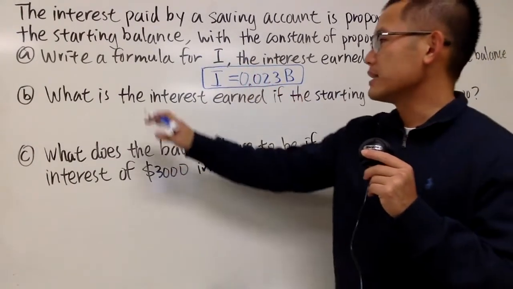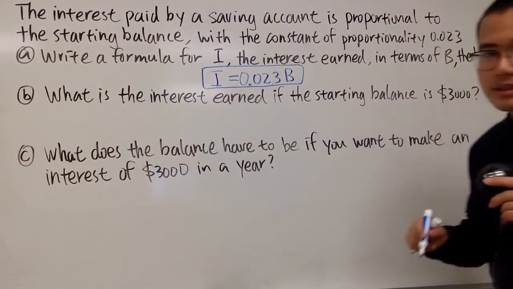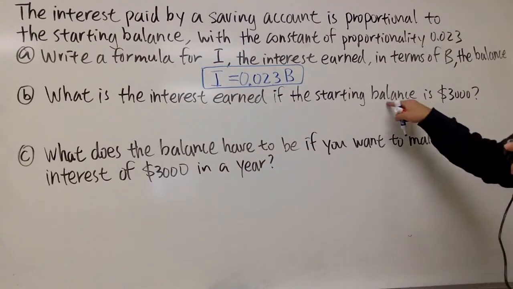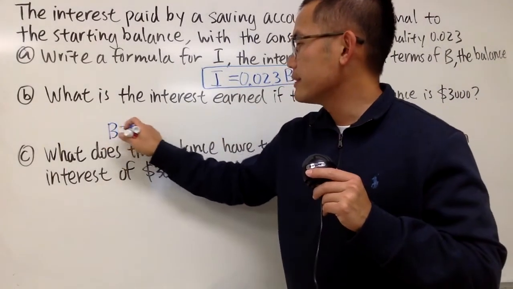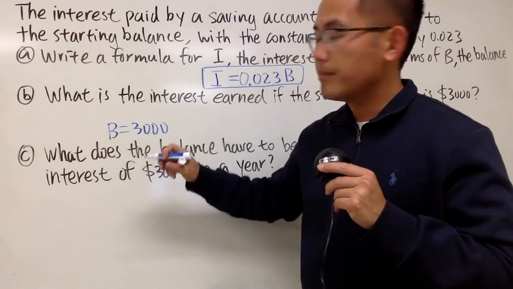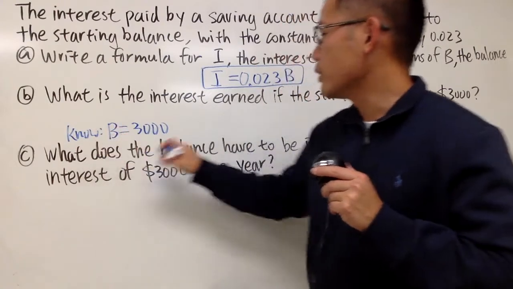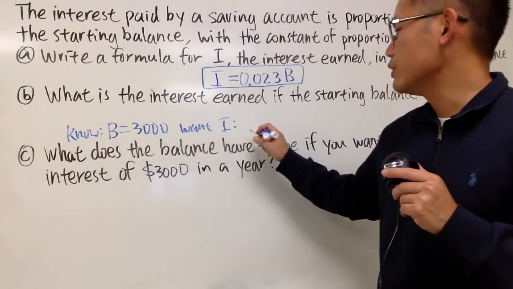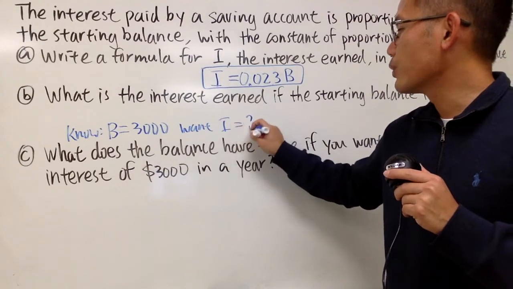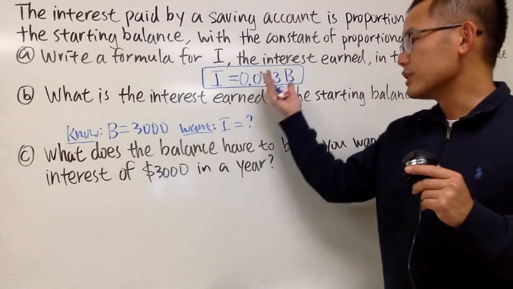Now, the second part says, what's the interest earned if the starting balance is $3,000? So the balance is $3,000. That means we know B is $3,000, right? But we don't know the I. So we know this, and we want to know the I, namely our interest. I is equal to what, right? Of course, we can just go ahead and use this formula.